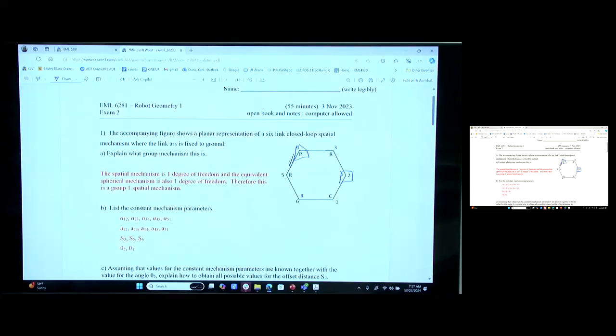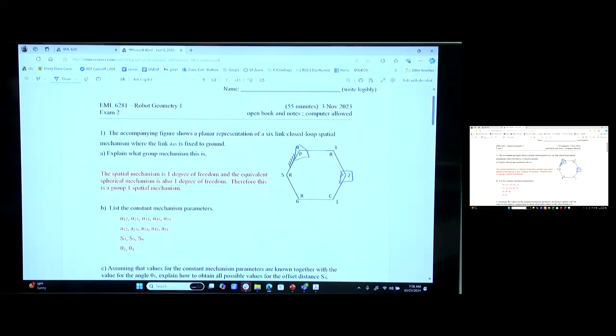Okay. Well, let's see what the question says, but I am going to know those two thetas. So the first thing this engineering essay question said: explain what group mechanism it is. All right, it's a 1 degree of freedom spatial mechanism, whose equivalent spherical mechanism is also 1 degree of freedom. And there's a percentage of the class that aren't able to say that.